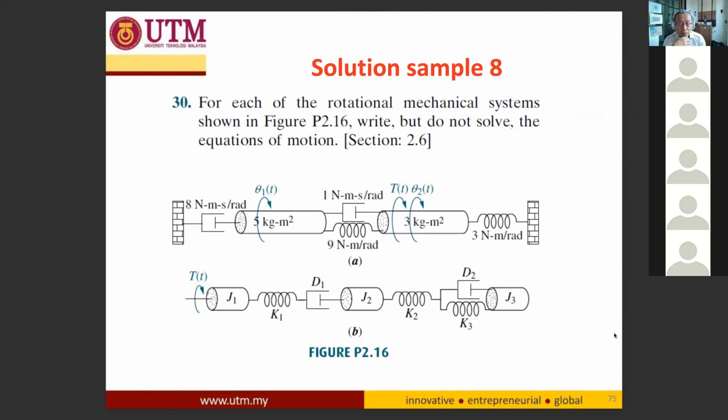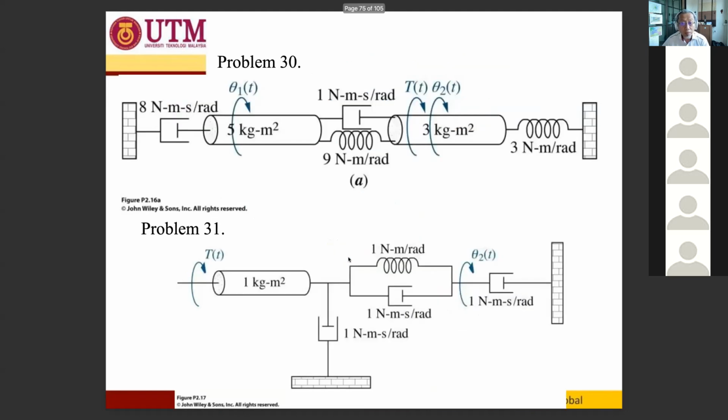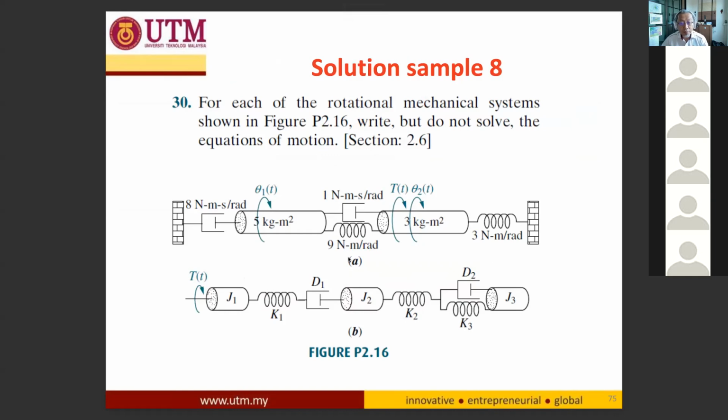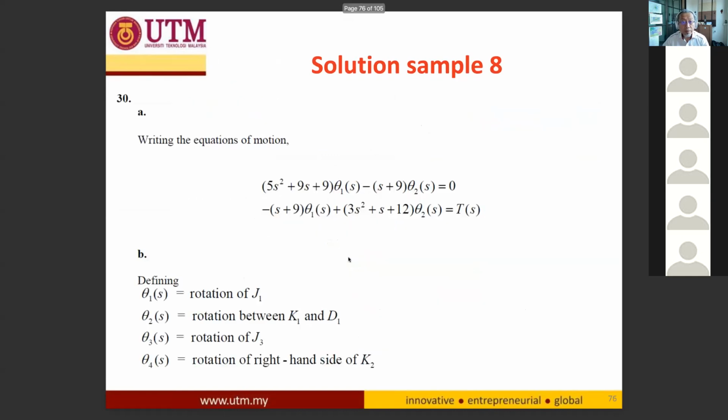For each of the rotational mechanical systems shown in figure 2.16, write, but do not solve, the equations of motion. You just write it, then you Laplace it, then you leave it. So this can be summarized: figure A just now you can simplify to this one, and then write straight away the equations of motion. But I didn't include the free body diagram, so can you please include the free body diagram inside this?